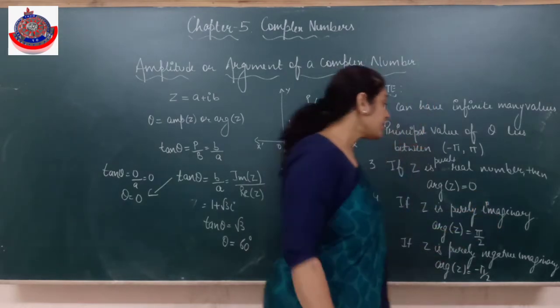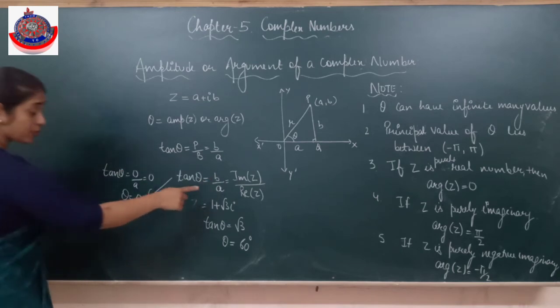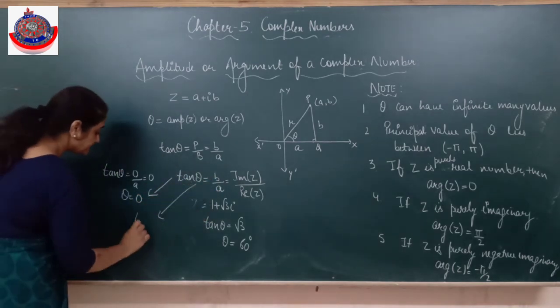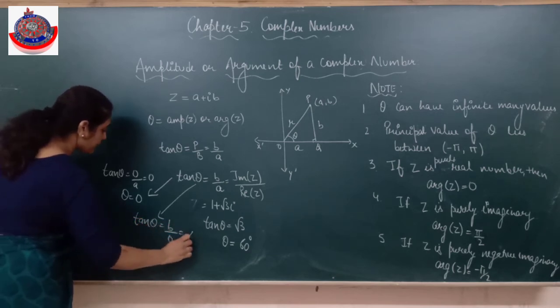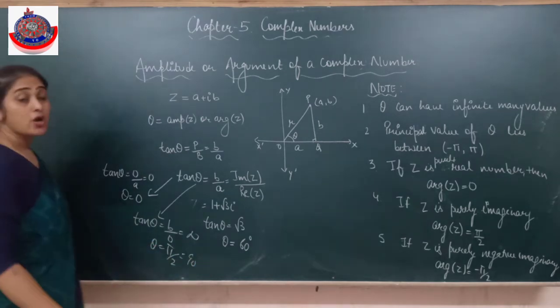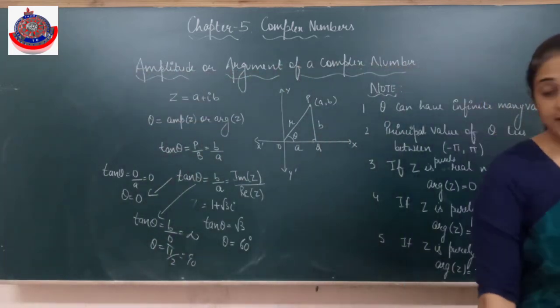If it is purely imaginary, that means your real part is 0. So what will happen here? b upon 0. Anything upon 0 is infinity. Where is the value of tan infinity? At pi by 2. That means 90. Is it clear? Alright. So 90 degrees. If z is purely imaginary, it's going to be 90.